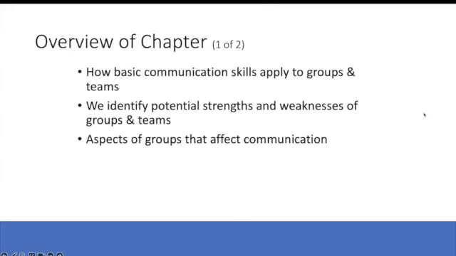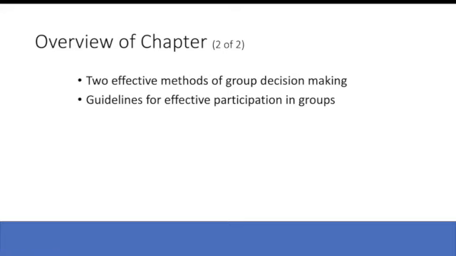Now let's look at the overview for this week's chapter. First, how basic communication skills apply to groups and teams. Second, to identify potential strengths and weaknesses of groups and teams. And to look at aspects of groups that can affect communication. And then the last two are effective methods of group decision making, and finally, guidelines for effective participation in groups.